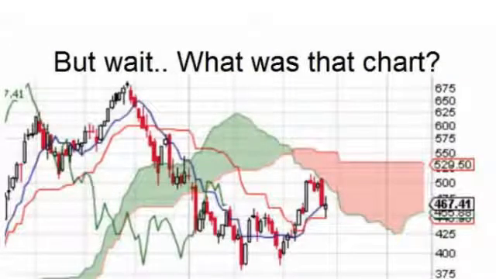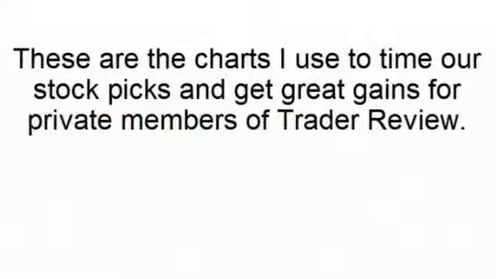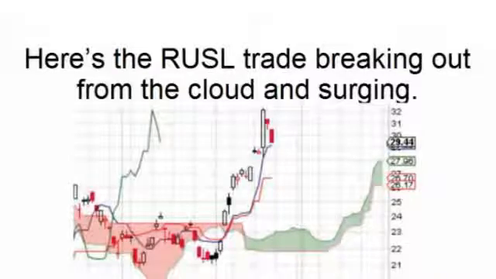But wait, what was that chart? Yeah, this chart. These are the charts I use to time our stock picks and get great gains for private members of Trader Review. These are called cloud charts. And here's the Russell, which is the 3 times bullish Russia index, breaking out from the cloud and surging.